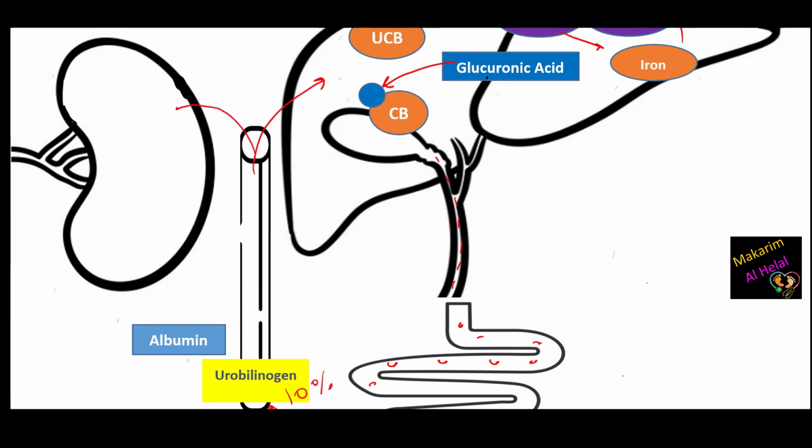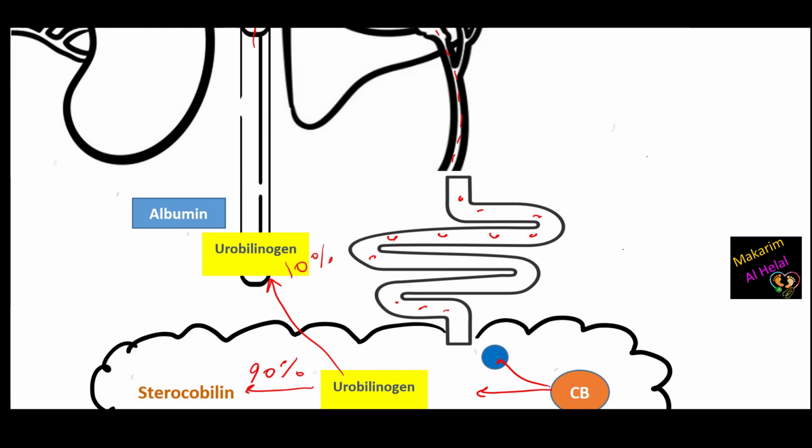Urobilinogen has two ways. 5%, a small percentage, goes to participate in the enterohepatic urobilinogen cycle in the liver. The other 5% goes to the kidney through the blood and is converted to urobilin, and that gives the yellowish character to the urine.